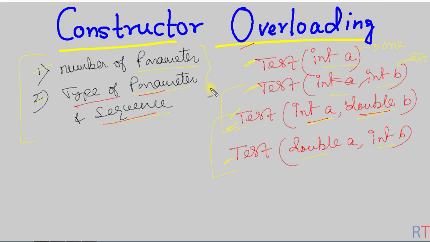So this way we can overload the constructor in Java either by changing the number of parameters they have, or the type of parameters, and their sequence.